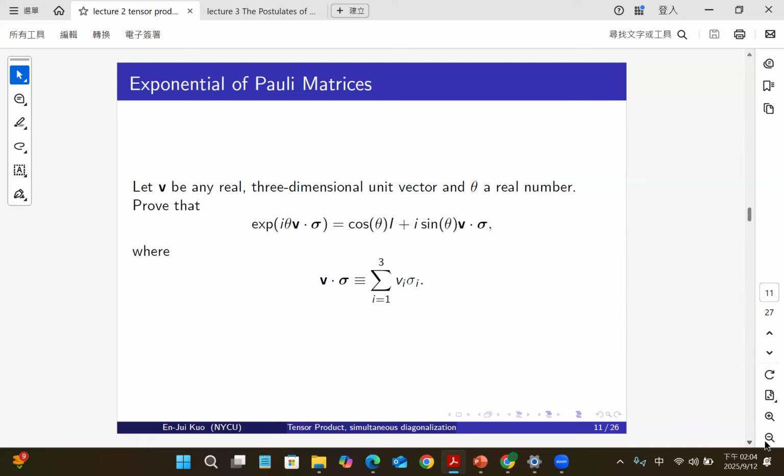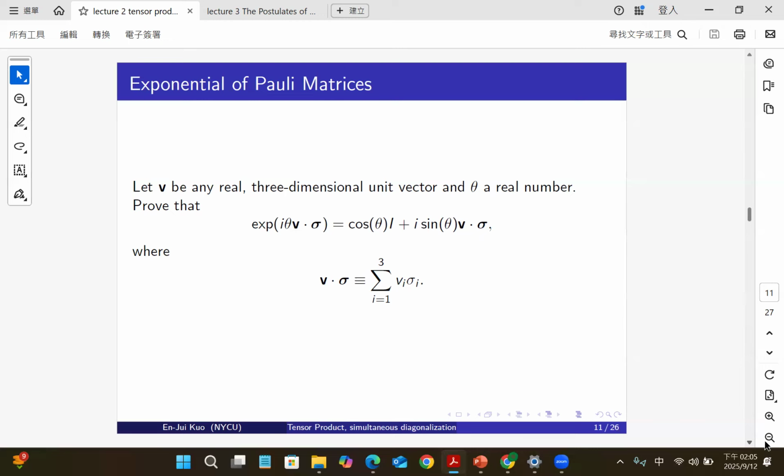For this off-diagonal component, we get v3 times (v1 minus i v2) plus (v1 minus i v2) times minus v3, so these are 0. And you can check this other one: (v1 plus i v2) times v3 minus v3 times (v1 plus i v2), so these are also 0. And then for the final one, it's v1 squared plus v2 squared plus v3 squared.